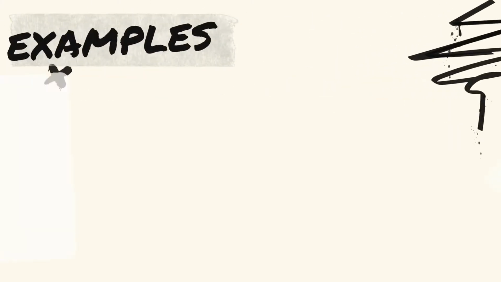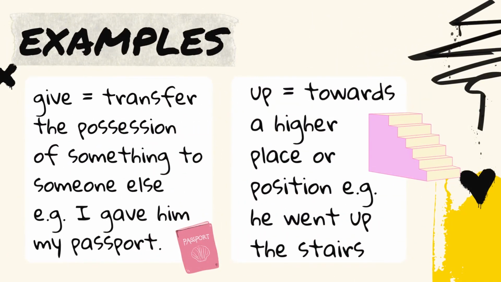When we combine a verb with a particle to make a multiword verb, it has a different meaning from the meaning of those words when used on their own. For instance, here are two common meanings of one word taken from each list. Give: transfer the possession of something to someone else.